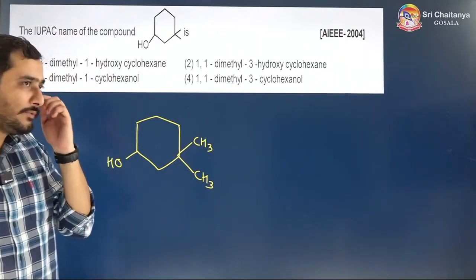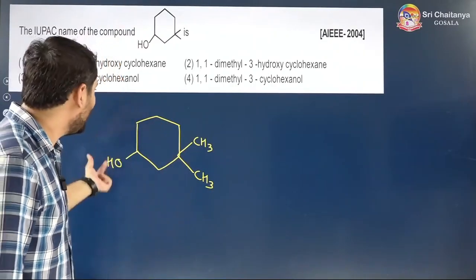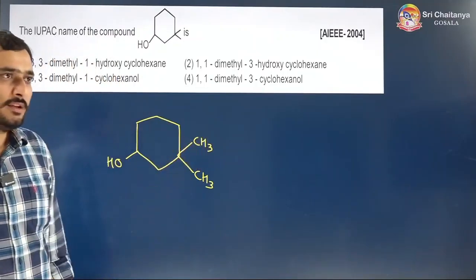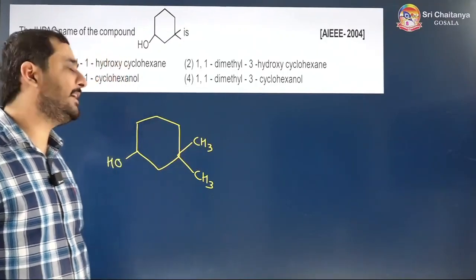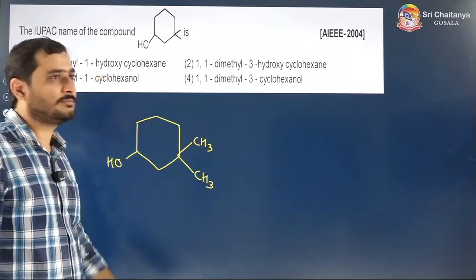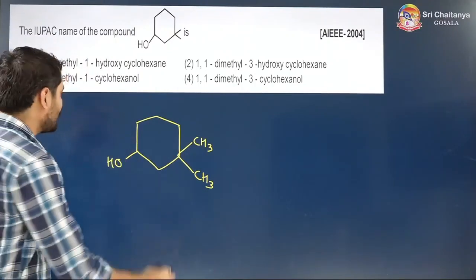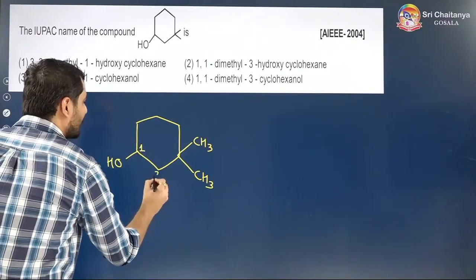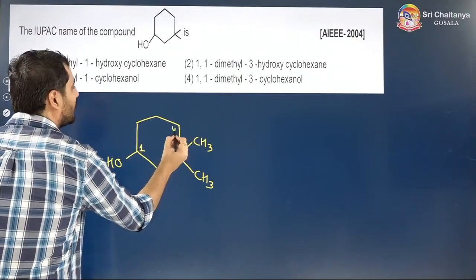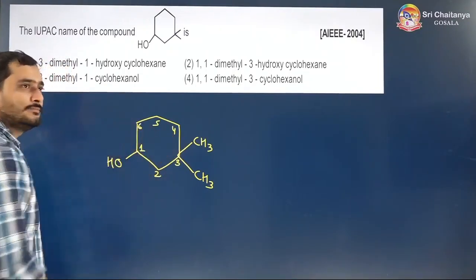So you have to tell which will get higher priority, OH or CH3. Functional group will get higher priority as compared to substituent groups. So which will get number 1? OH will get number 1. So let us start from here. 1, this will be 2, 3, 4, 5, 6.